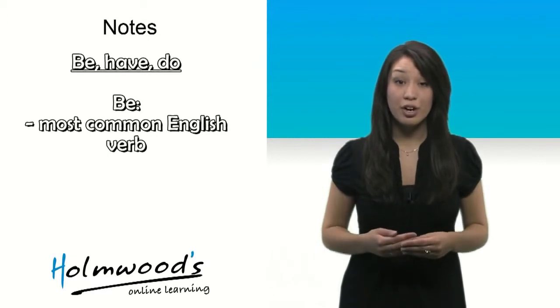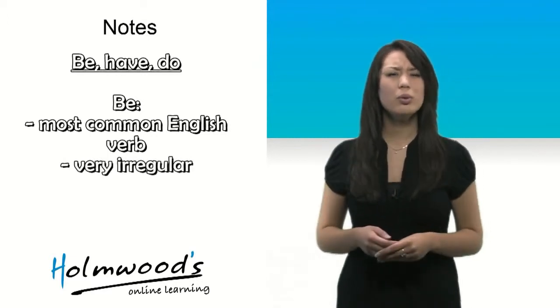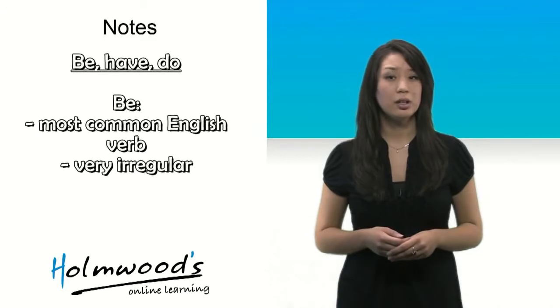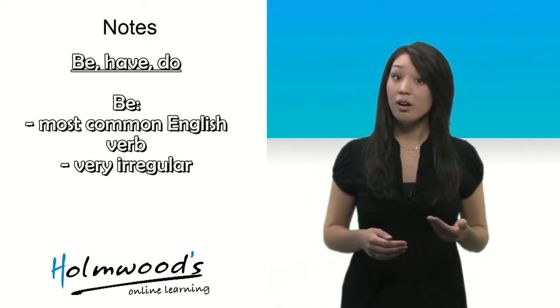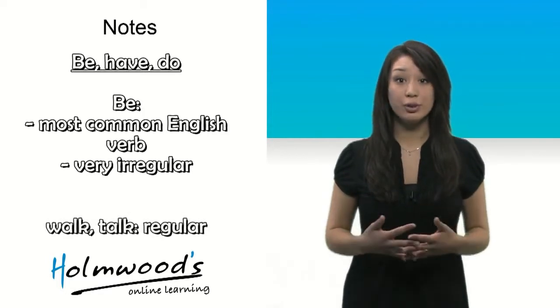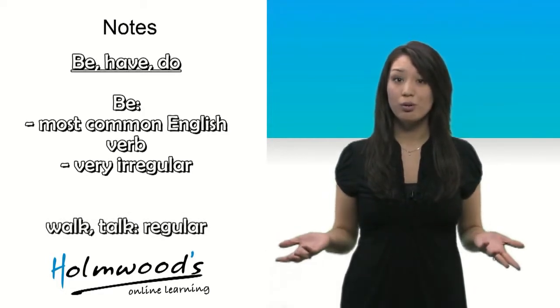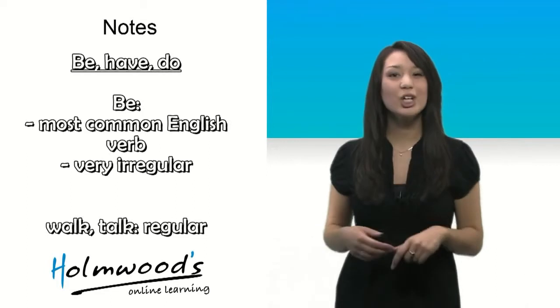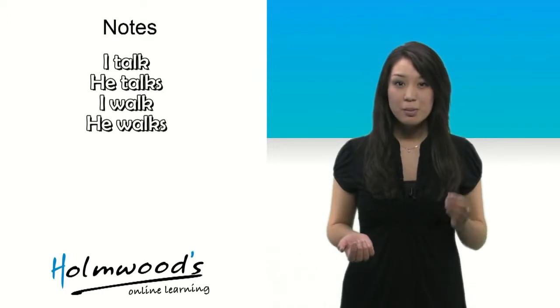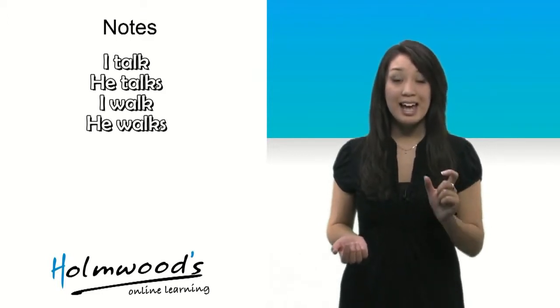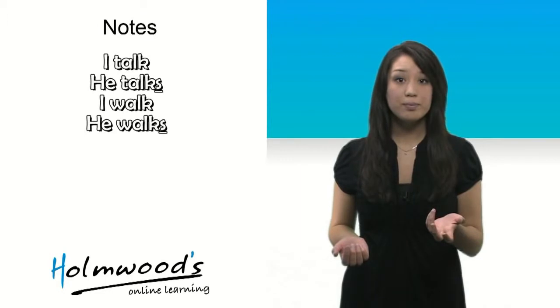Be is also very irregular. What do I mean by irregular? Well, many verbs like walk and talk are called regular verbs because, well, they are regular. Take a look at this. I talk. He talks. I walk. He walks. You see, both verbs take an S with he.